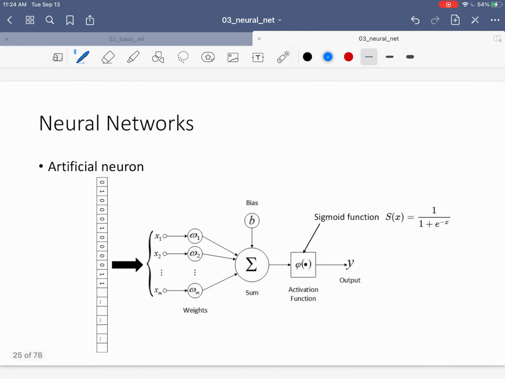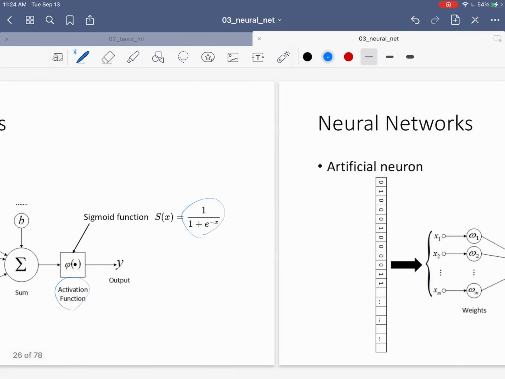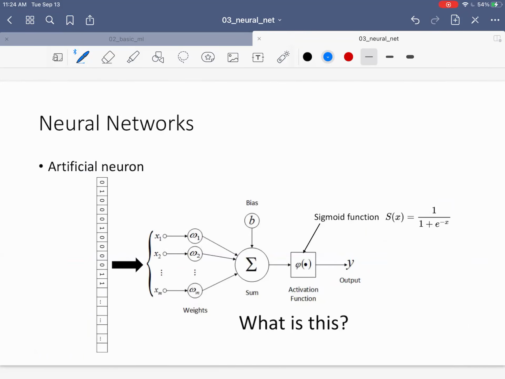Right. As I said, the sigmoid function is like this. So if you assume that the activation function is a sigmoid function, then this is something very similar to what we've seen before. This is an artificial neuron with input x1 multiplied by w1, input x2 multiplied by w2, all the way to input xm multiplied by wm, and then you sum them all up with a bias, and then you push it through an activation function to get an output. So what is this single neuron? What is the identity of the single neuron?